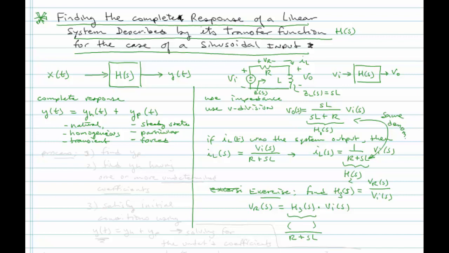So we need to find each of these components. And the process is: 1, find the particular, yp. 2, find the homogeneous, yh, and this will be having one or more undetermined coefficients.